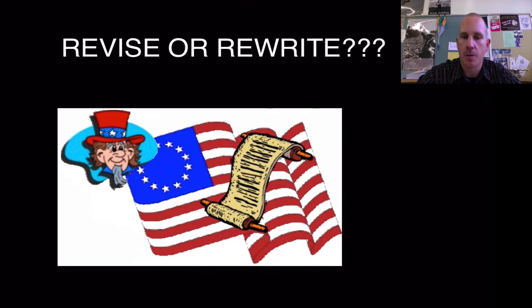So what do they need to do? Do they need to revise the Articles of Confederation, or do they need to completely rewrite it and start over, just scrap the Articles altogether? And that's what we do.